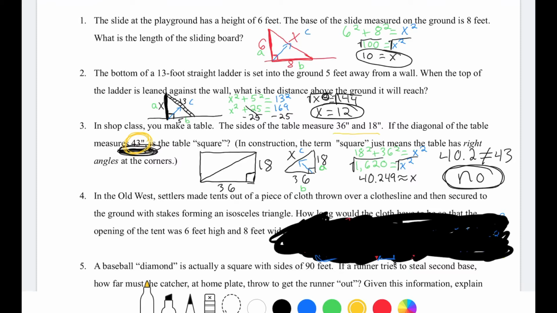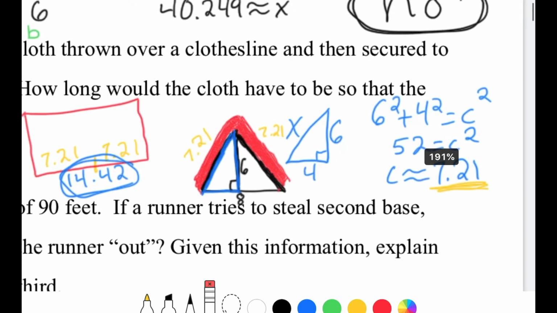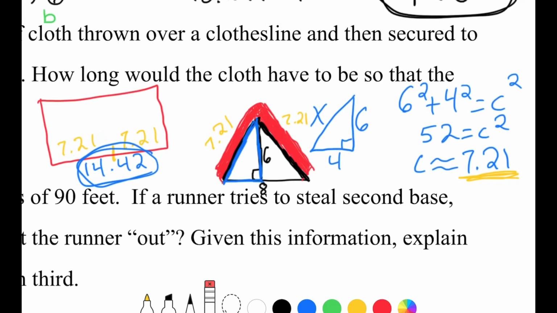Alright, pause the video. Attempt number 4. Okay, you should have gotten this for number 4. So the answer should have been 14.42.